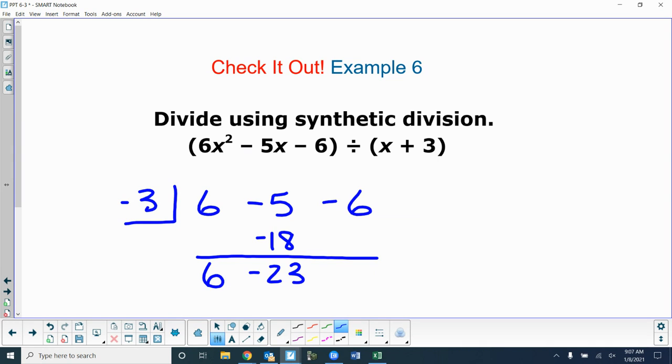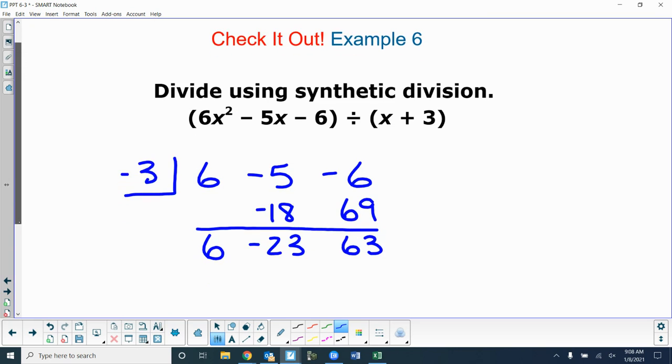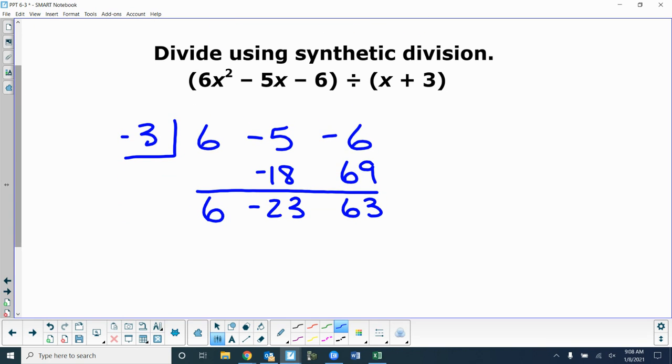Again, I repeat the process. -3 times -23 is a positive 69, right? And then add those. What's -6 plus 69? 63. So my answer, it started out as a 6x squared, so this is a 6x, right? Yeah. And then my remainder.